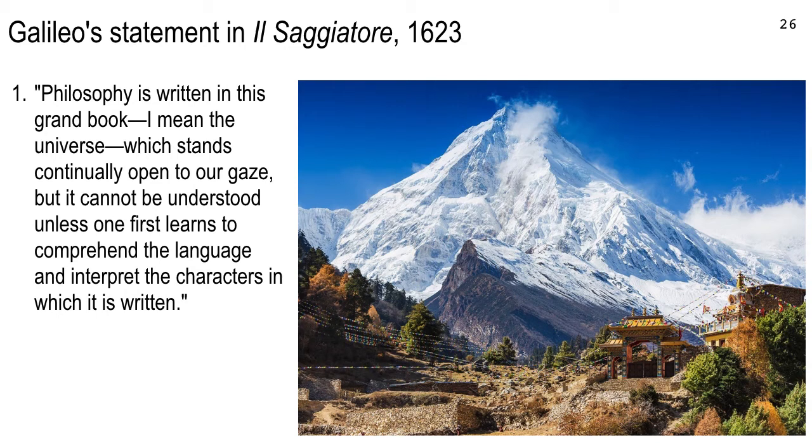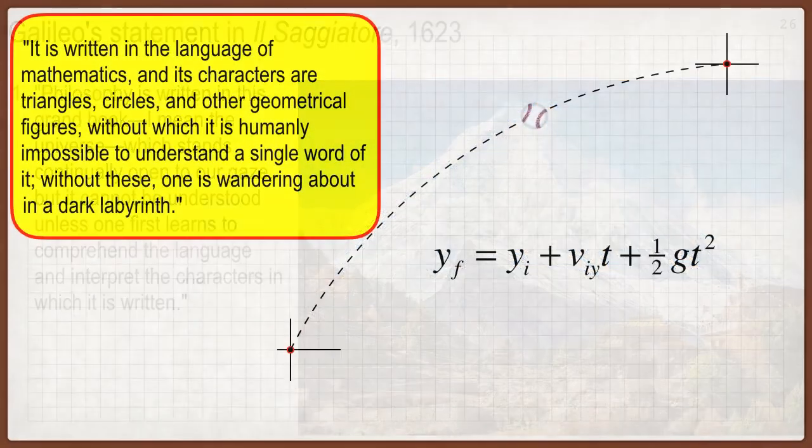Philosophy is written in this grand book, I mean the universe, which stands continually open to our gaze, but it cannot be understood unless one first learns to comprehend the language and interpret the characters in which this book is written. Now, this is what I was telling you about. The scientist observes the universe, or as Galileo put it, he reads this book. And what are the characters in which it is written? Here's his answer to that.